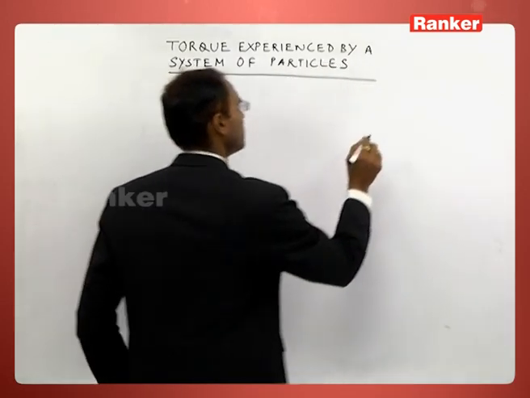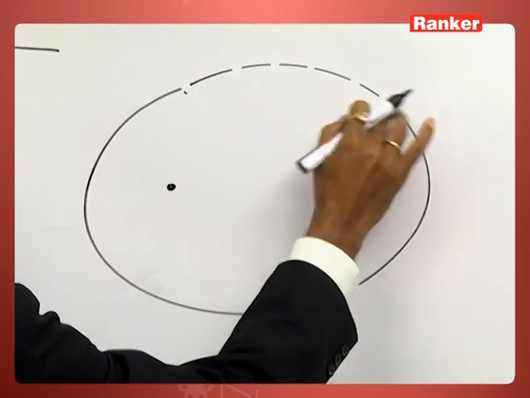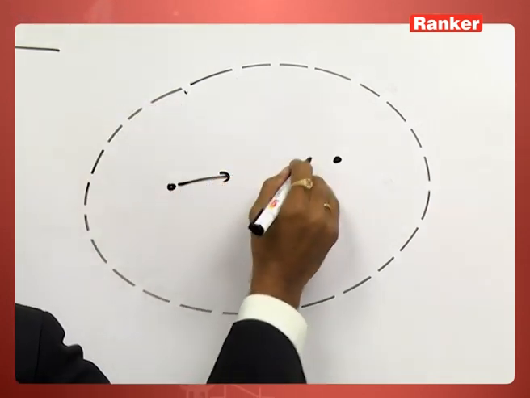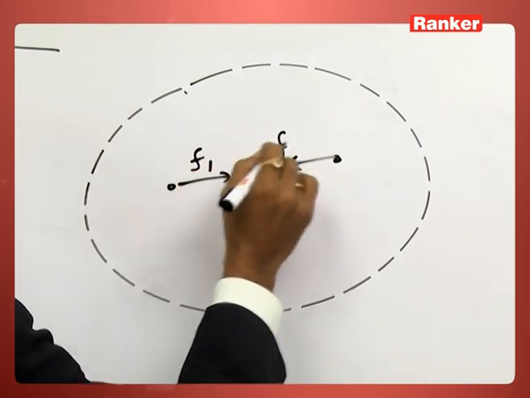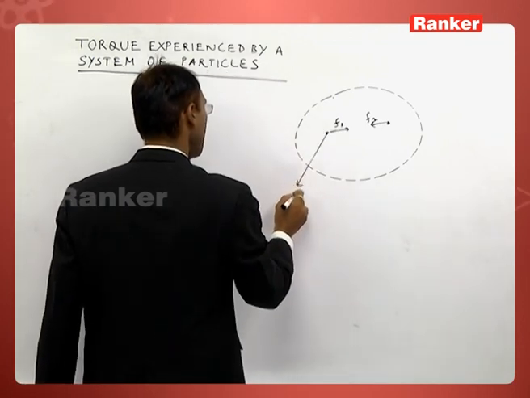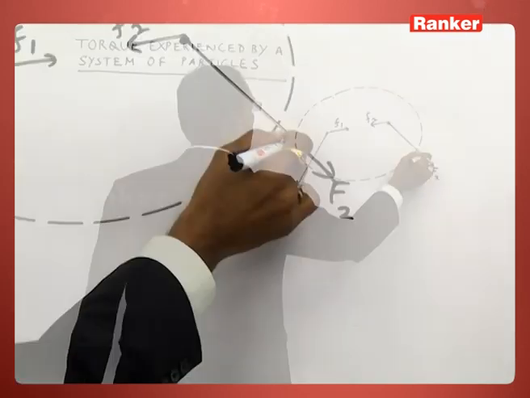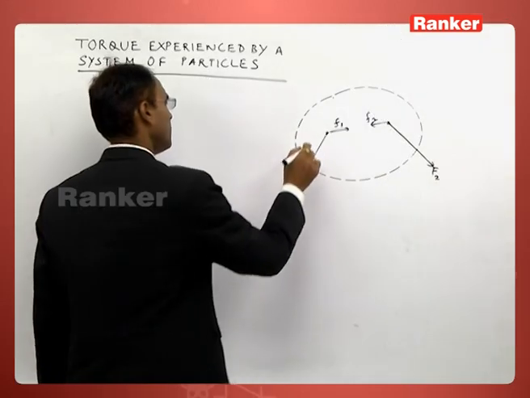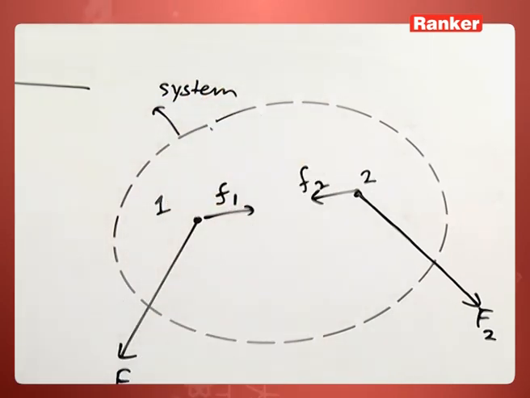Let us assume that in this system we have two particles, and let these two particles interact with the forces small f1 and small f2. And from outside, let them experience the forces capital F1 and capital F2 respectively. This is point 1, this is point 2. This is the system of two particles.